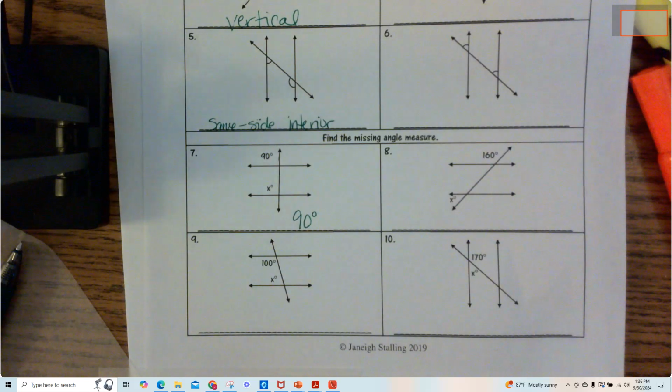Okay? They're either going to be equal or they're going to add up to 180. Those are our only options.